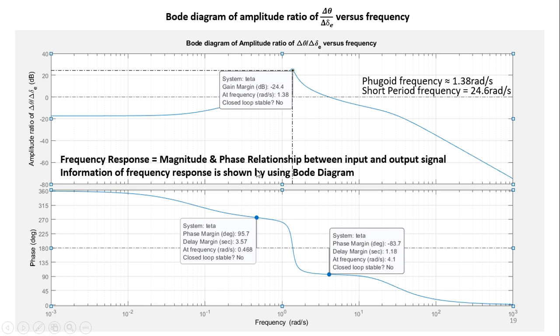So from the Bode diagram, we can see the peak of the amplitude ratio occurs at a frequency of 1.38, which is also the frequency of forward motion. As the frequency increases in the Bode diagram, the amplitude ratio becomes smaller, and this indicates that the elevator has a negligible effect on the pitch angle at higher frequency. So short period motion with a frequency of 24.6 radian per second falls within this high frequency range.